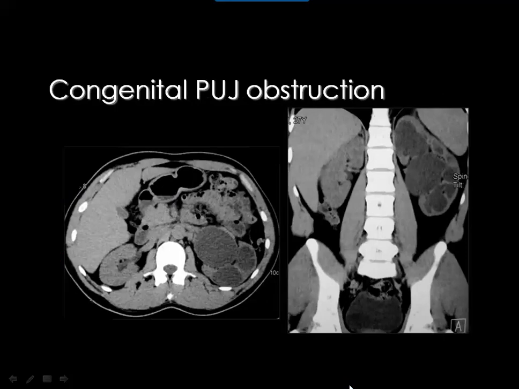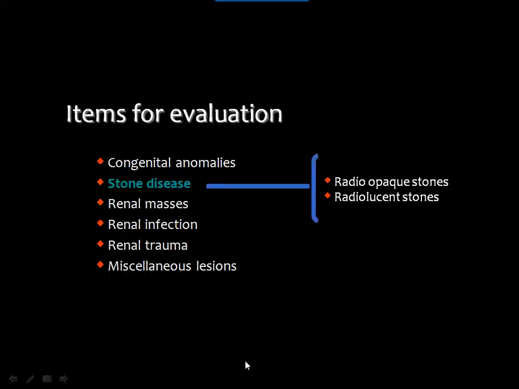You can diagnose congenital pelvic junction obstruction by CT-UT without the need to inject contrast medium. And here you see that the renal pelvis is ballooned, and the calyces are also ballooned, and you should, if you can, see that the ureter is of normal course and caliber.